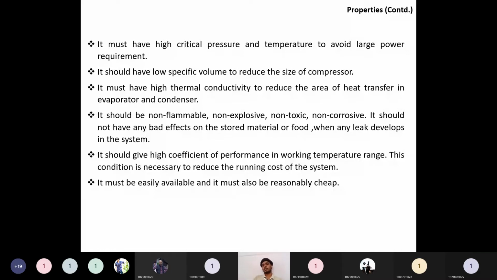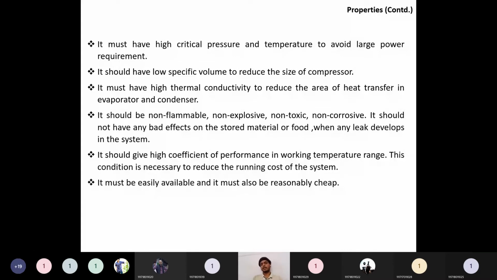Then it should have low specific volume to reduce the size of the compressor. If specific volume is very high, then the compressor has to be built very large in volume. If that specific volume is very low, the compressors nowadays are very small, on the back side of our refrigerator. In old refrigerators, the compressor size is very high because they didn't know this criterion. The low specific volume is required in order to reduce the size of the compressors. Then depending on the refrigerant also, we have to design the particular size of a compressor.